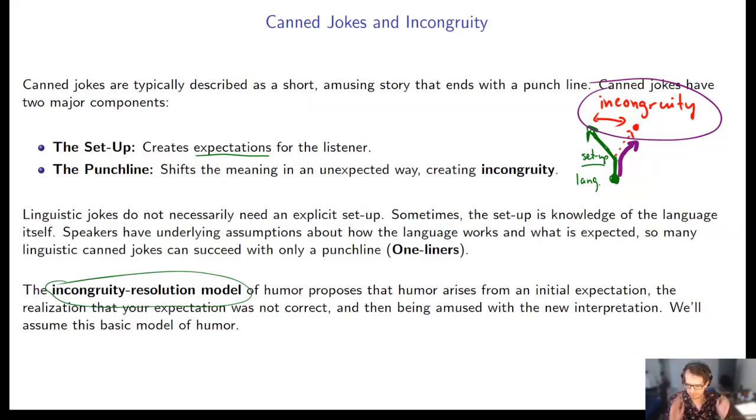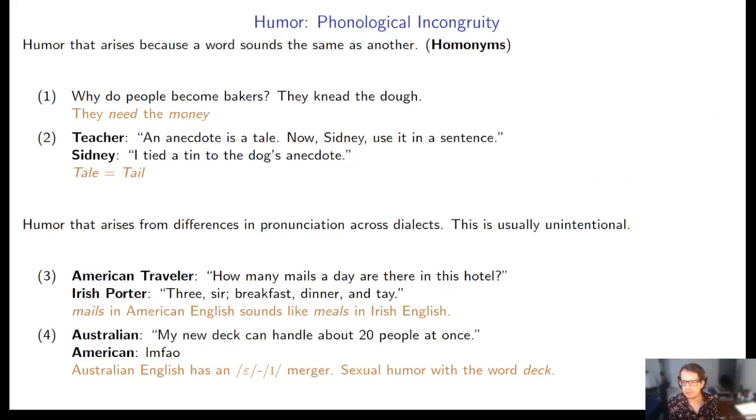Okay, so let's take a look at some examples then. We'll start with phonological incongruity. These are jokes that arise due to phonology. I do have one sexual joke in 4. It's my only one in the course, but there's actually a point to it. I'll get to it.